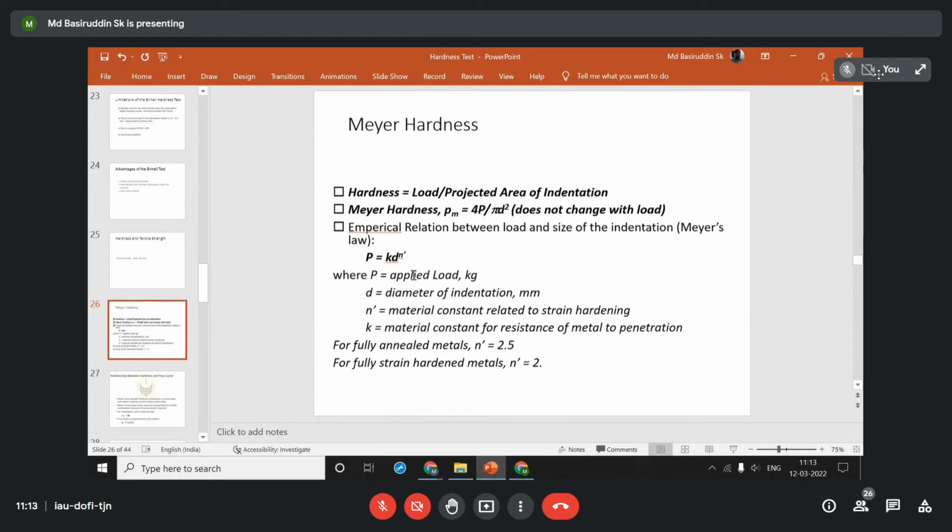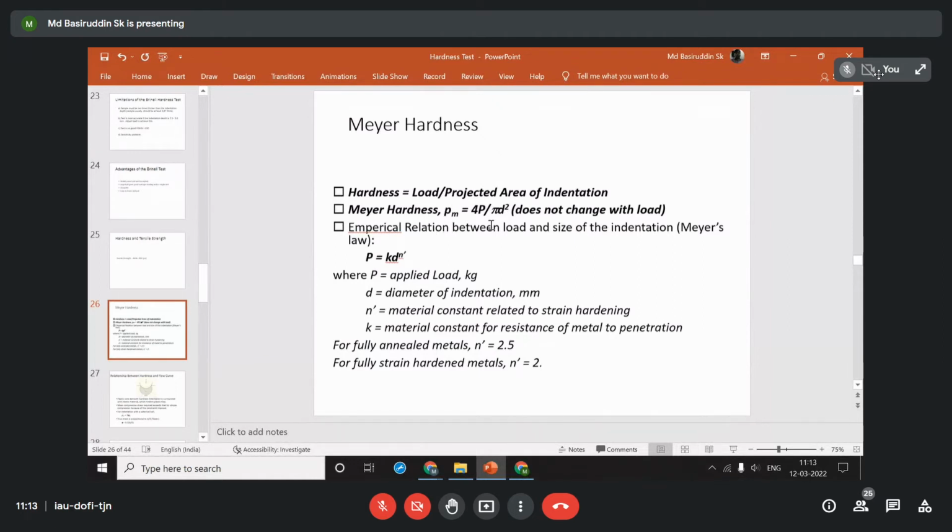Here d is the projected area's diameter. Okay, diameter of the projected area. Whereas in case of Brinell tests, we are trying to measure the depth of indentation along with the indentation surface area. But here we are measuring only the projected area. So pi by 4 d square is nothing but the projected area. Therefore, whatever numbers we are getting here are based on the projected area.